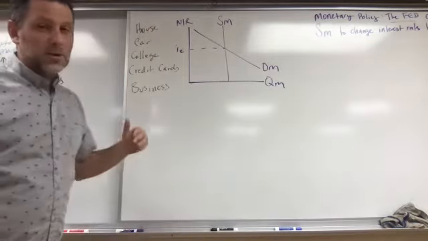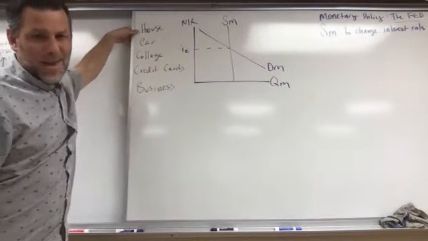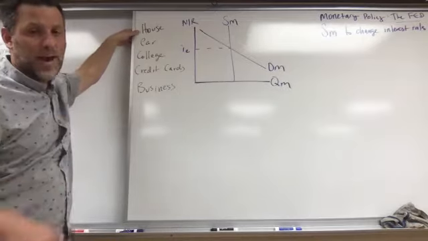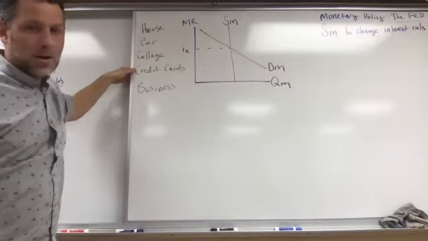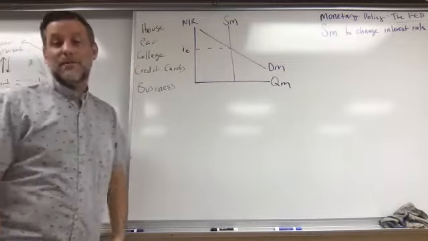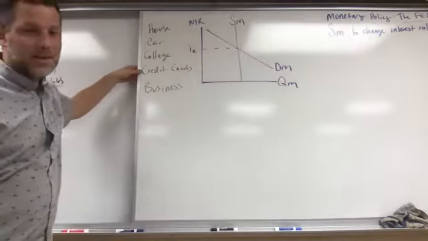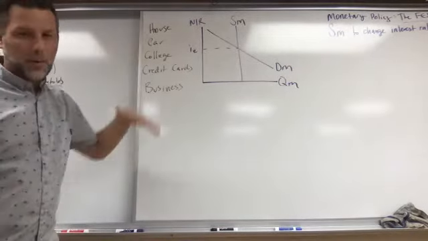So if interest rates go up, a home loan might go up a little bit because it's over 30 years, so it's not going to change very much real fast. A credit card interest rate is going to change a lot faster. So this one might go up by 2%, and this one might go up by 0.5%, but they're both going up and going down at the same time.